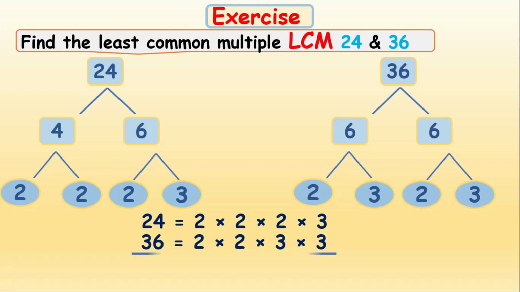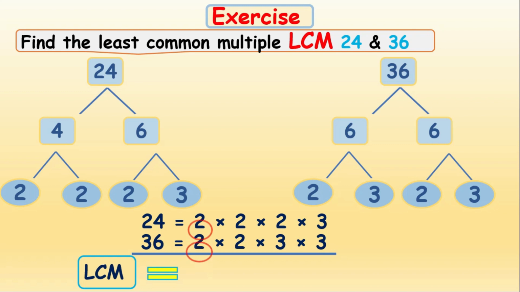Then find the common factors of the two numbers. The first common factor is 2. So write 2 once, and then we also have a common factor 2, multiply by 2, and then 3, so multiply by 3. Do you find any common factors else? No. So multiply by all the rest.